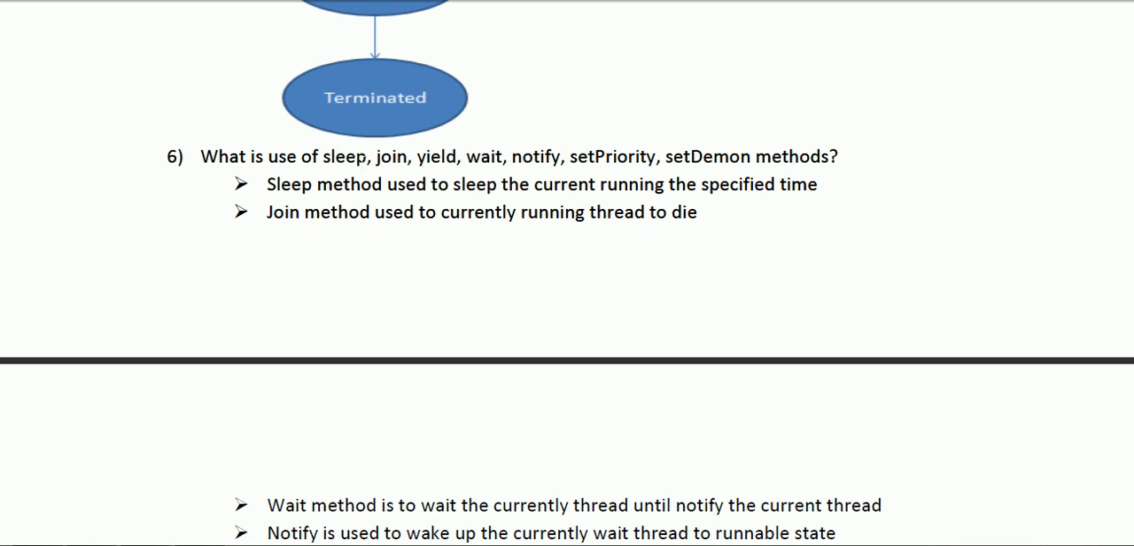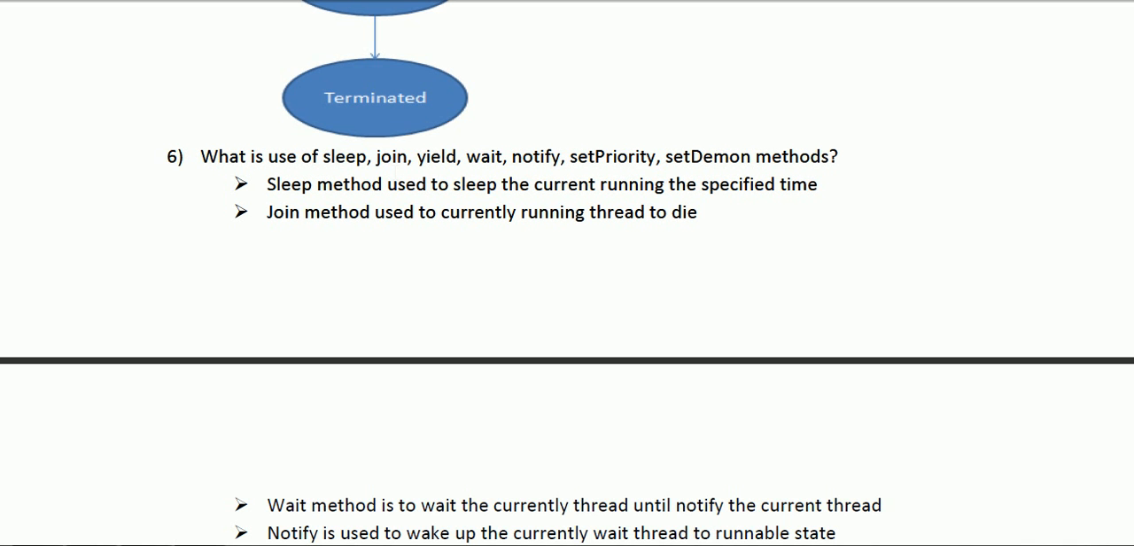How many milliseconds you pass to the sleep method, that much time the thread is going to sleep. Next, what is meant by join? Whenever you apply the join method on a particular thread, the join method makes sure that the thread, wherever you applied it, is going to die.